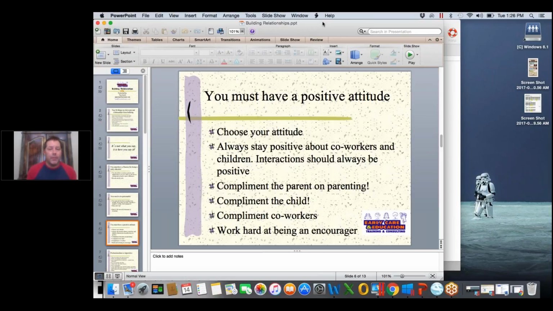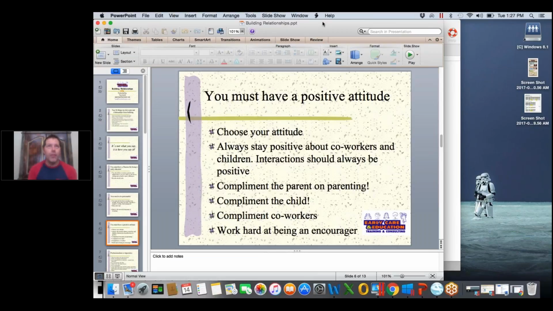I can be a pessimist. I can choose to whine and cry, go on social media and whine and cry. Misery loves company. And that's just not going to make anything better. And I do believe that as early educators, we have to teach and encourage our children to keep that positive attitude, and to be optimistic in all different types of situations.